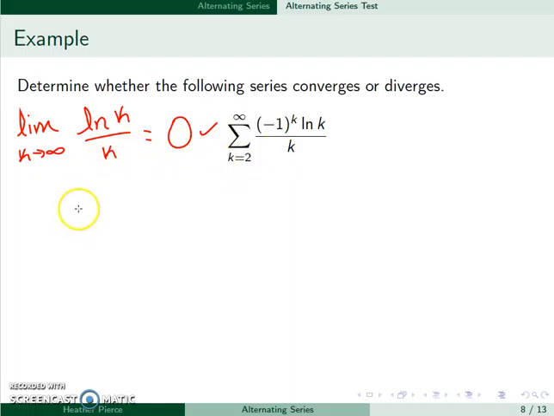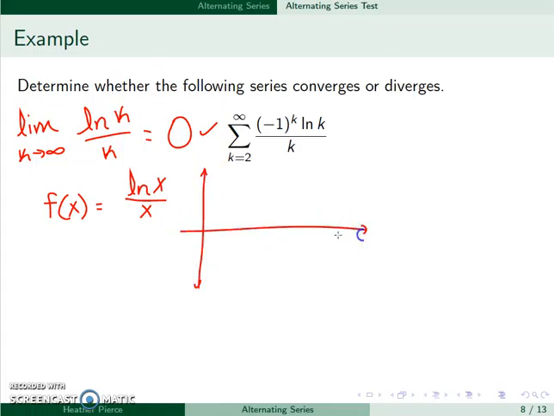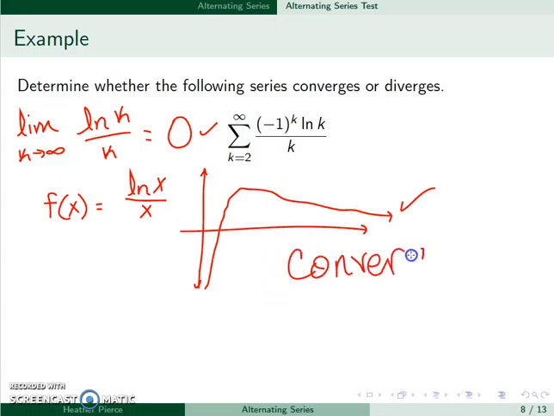As far as the first condition, a sub k plus 1 less than a sub k, the easiest way to do this will be to think of the function f of x, which is ln x over x. If we look at this function on a graph, it starts negative, it comes to be positive, and then it starts to slow down and slope off. So we can see that yes, these terms are non-increasing. As we move to the right, we are decreasing. So my first condition is also satisfied, and this series will converge.